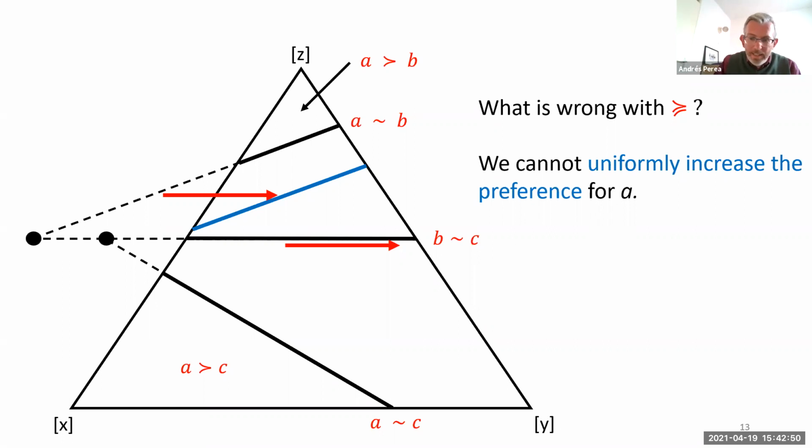And that's exactly the key here, so that this indifference line, where you are indifferent between A and C, should be shifted by exactly the same vector, the same red vector here.